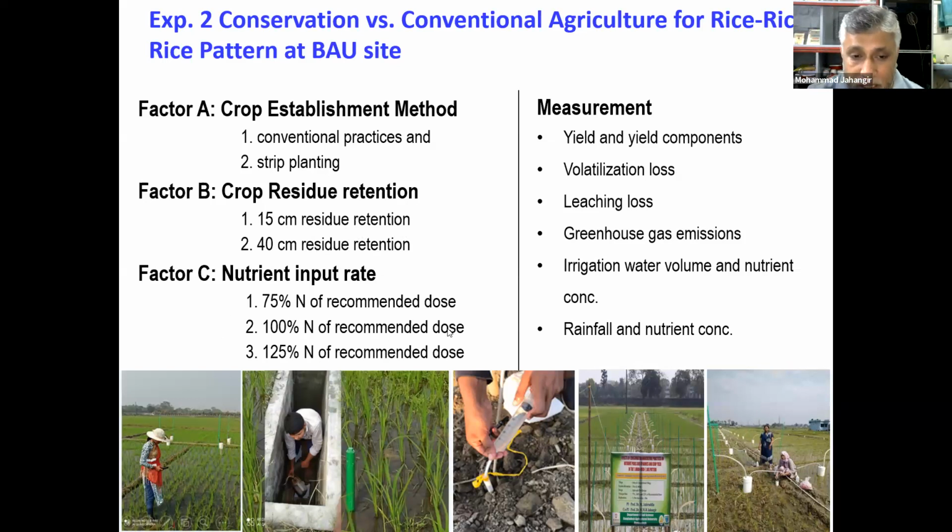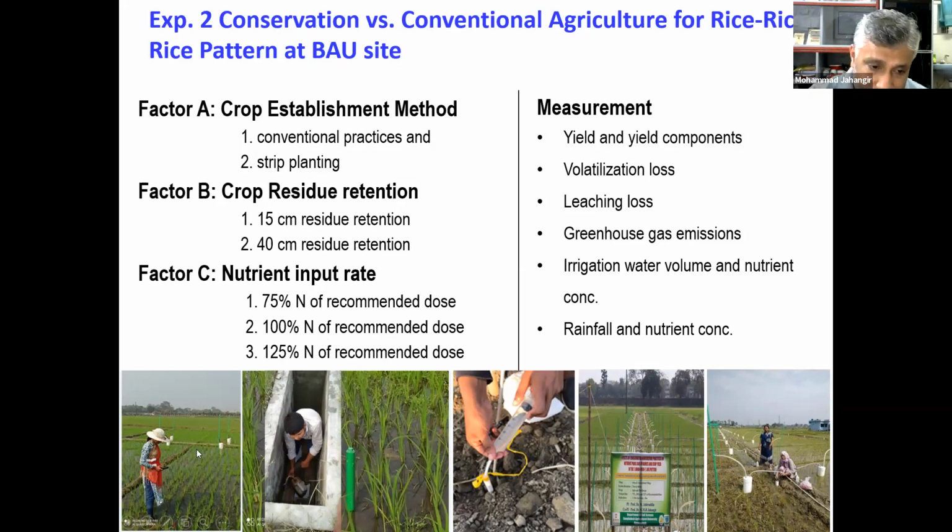And then from our previous experiment, we tried to reduce nitrogen application by 25%, and then 100%, this is our national recommended dose, and we increased it by 25% to see actually the changes in nutrient requirement and then the effect on crop production, soil, and greenhouse gas emissions.